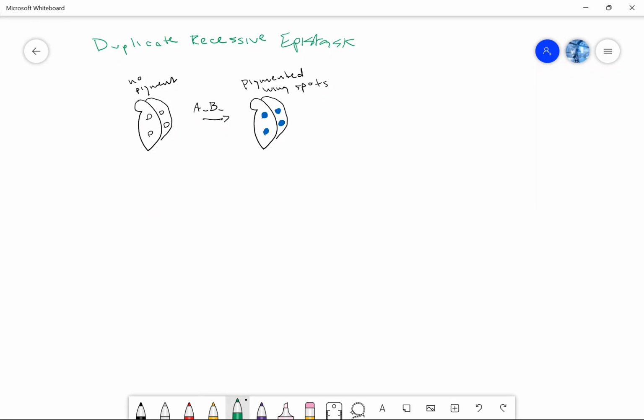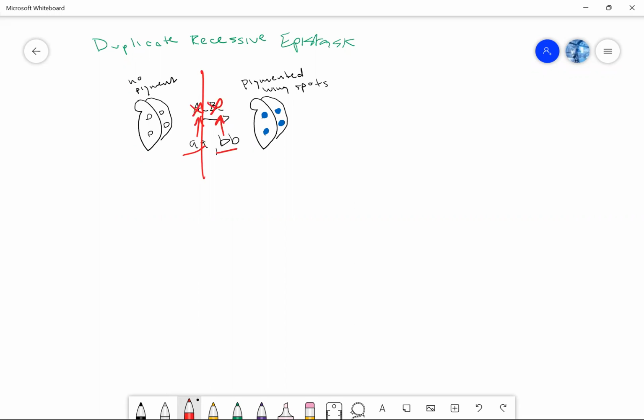But if they have either a homozygous recessive genotype at either the A or the B locus, it will stop this from happening and no pigment will be deposited. So having either the A or B locus as homozygous recessive will stop this in its tracks. So for duplicate recessive, you have to get through 2 loci as being dominant to not be stopped along this pathway in an epistatic fashion.